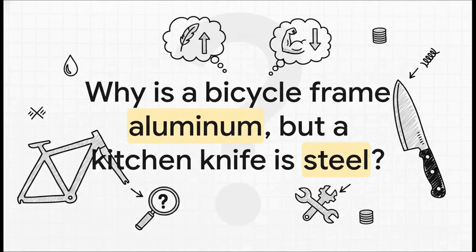On the surface, it sounds pretty simple, right? A bike needs to be light. A knife needs to be hard. Case closed. But what about stiffness? Or cost? Or how it resists rust? Suddenly, that simple question gets really, really complicated. And that, right there, is the designer's dilemma.